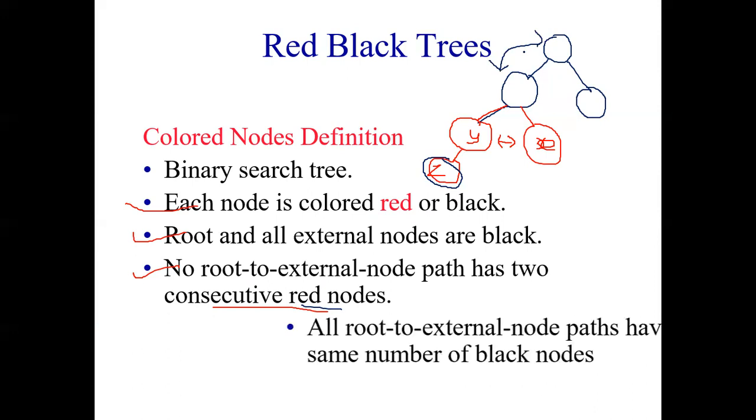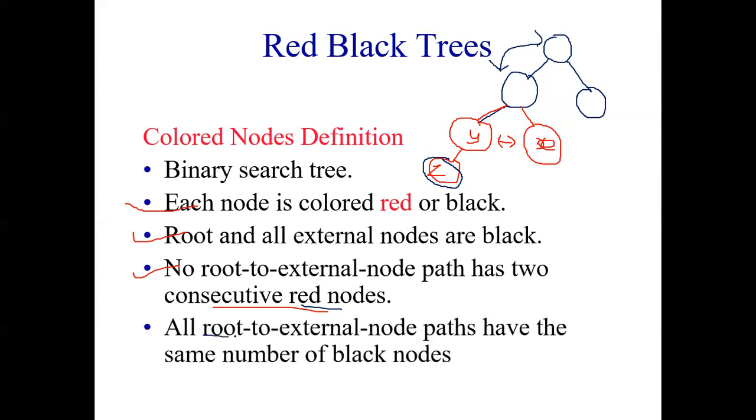And the last property is all root to external node paths should have the same number of black nodes. When you travel from the root node to the external nodes, the number of black nodes you encounter should be the same on every path. This is the fourth condition, or the fourth requirement. The number of black nodes that you visit should be equal in all the paths.